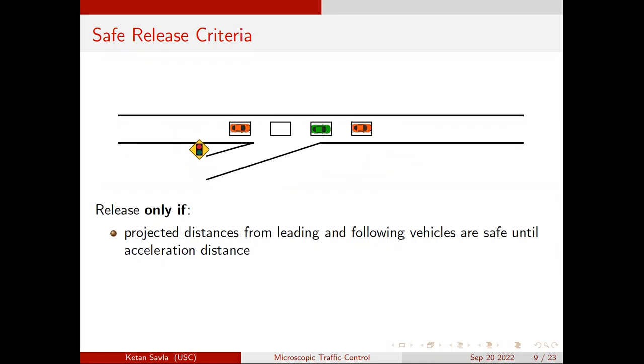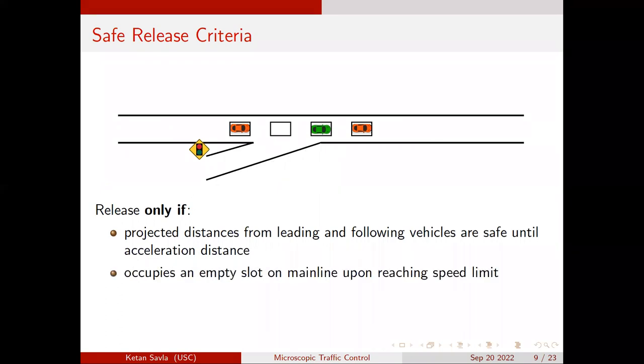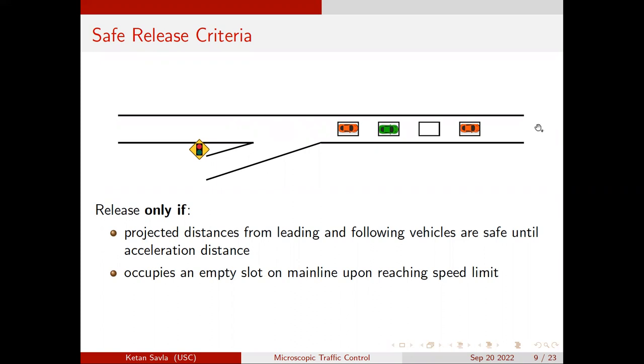The slot which it eventually occupies may not be the one that it occupied at the time of merging. So if, for example, in this animation, the green vehicle occupies the first slot because it's moving at the high speed, but if it merges at the low speed, then it will lag behind and it will eventually occupy the slot in the back, right? So the objective is to again make sure that the merging is going to be safe, but also that the vehicle which is being released will occupy one of the slots when it achieves a steady state speed.